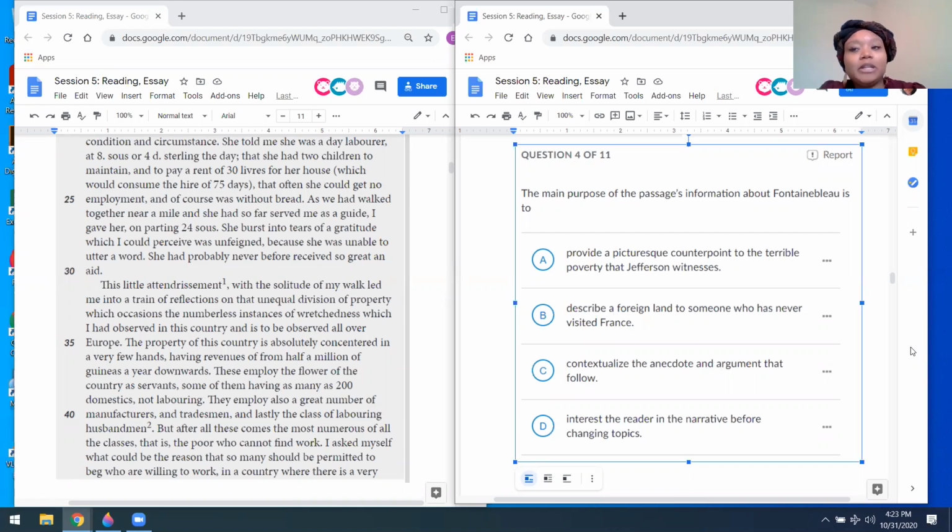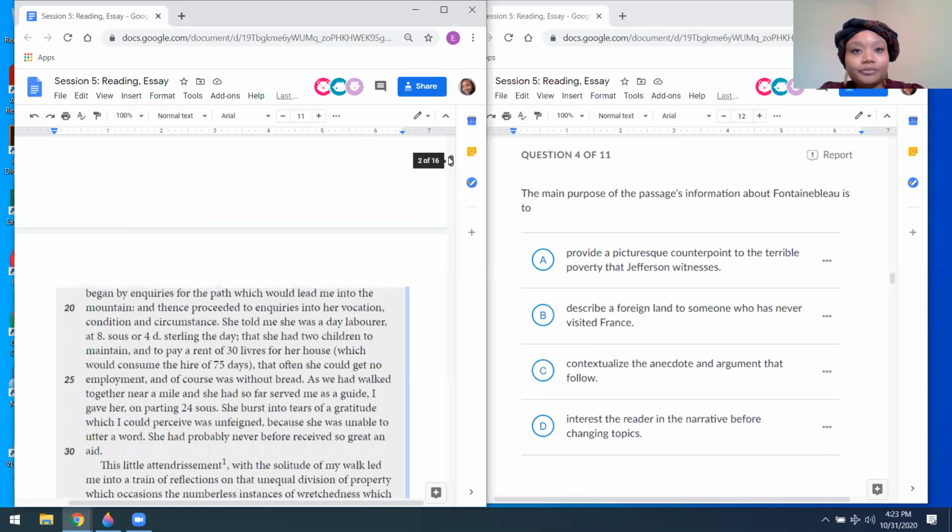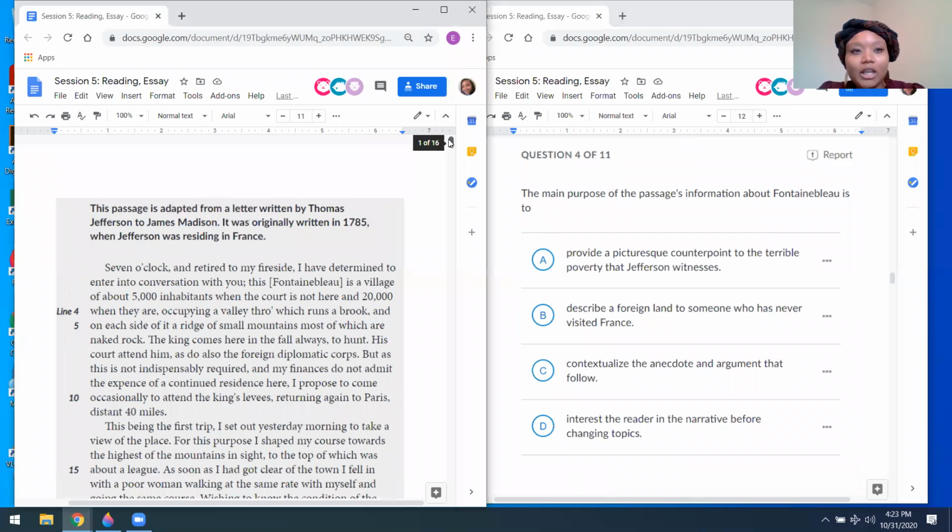Mm-hmm. Yeah, so it seems like everyone kind of got it wrong, and that's good because that's a chance for us to explore why it wasn't correct. So thank you, DM, by the way.